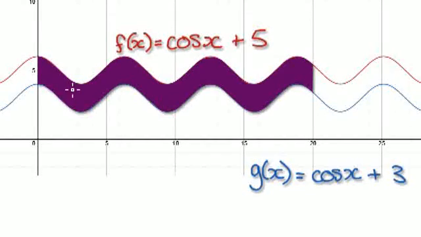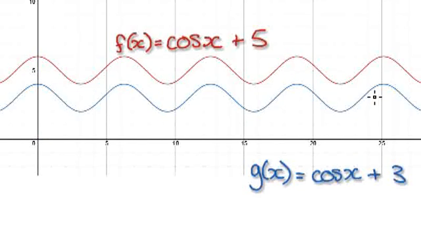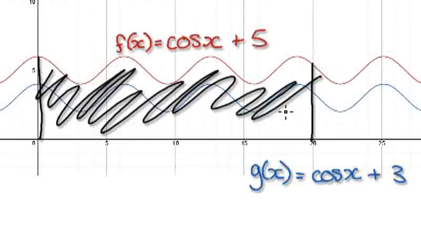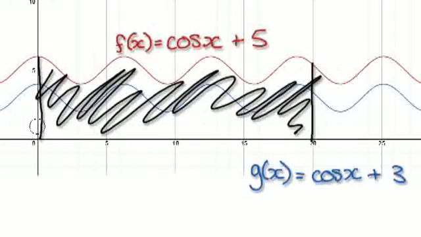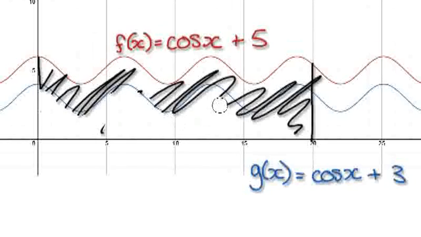Okay, to do this, the area of this wave is really you trying to integrate. Looking at the red line, find the area of the whole thing, and then take away the area of the bottom wave. That will give you your strip.